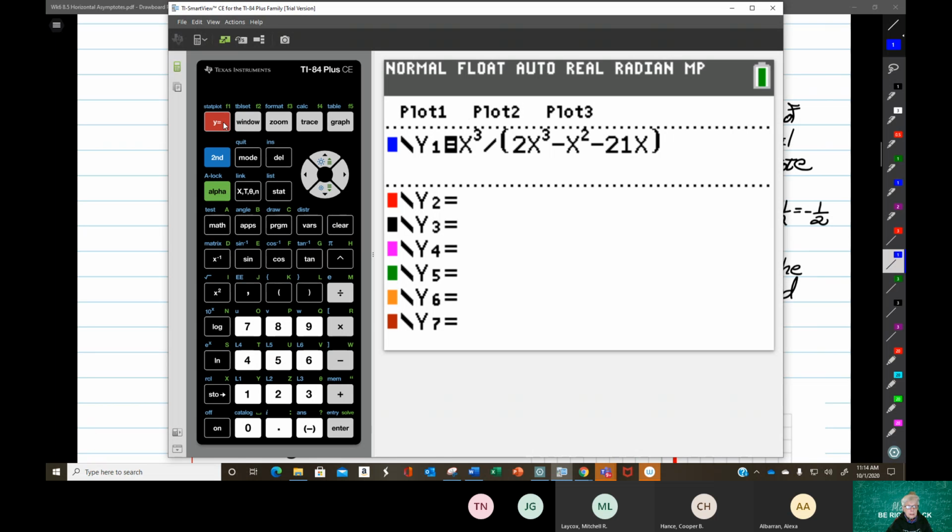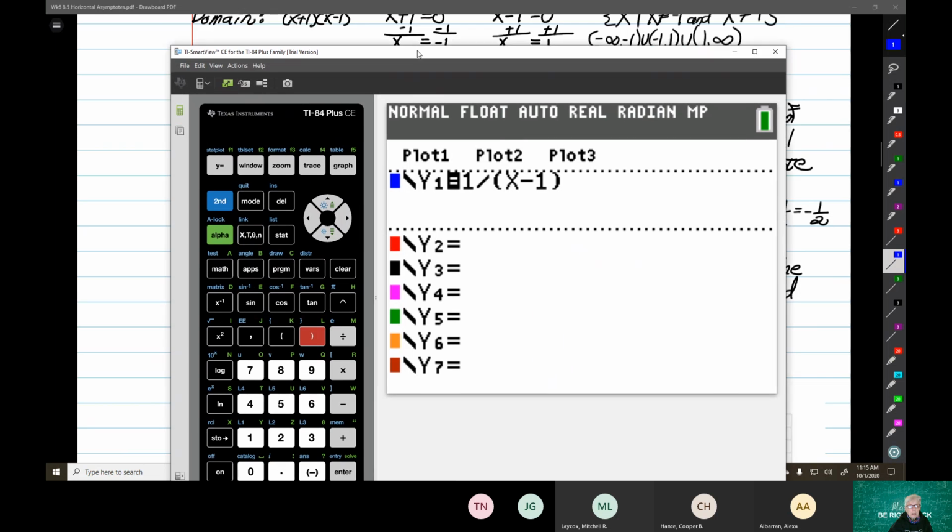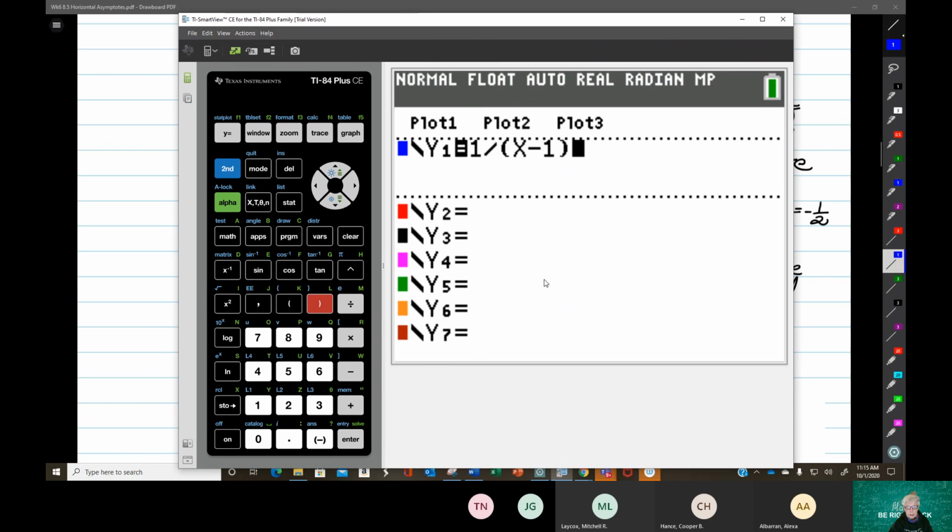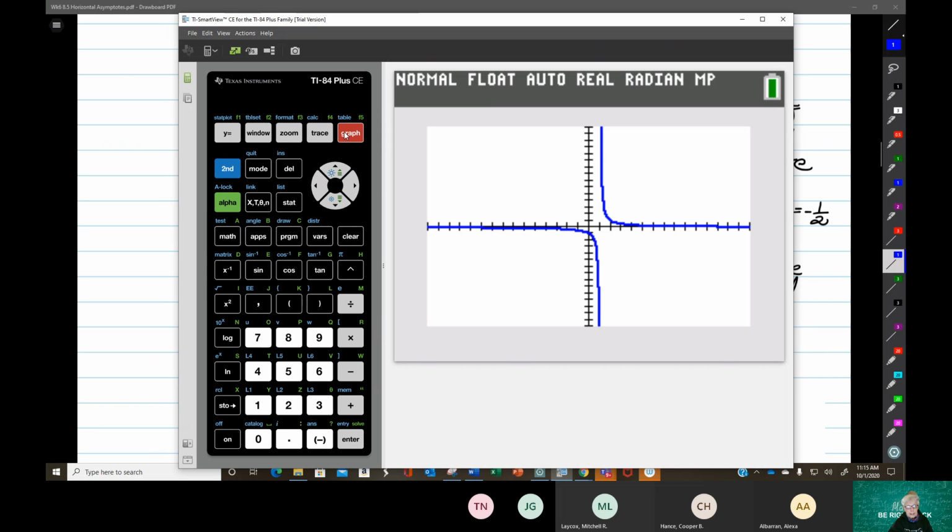We go to y equals, and I can graph the original problem, or I can graph 1 over x minus 1. They'll be the same graph. I'll even show you that. 1 divided by parentheses x minus 1. Make sure that's right. Yeah, x plus 1 canceled. We're left with an x minus 1 on the bottom. Now I'm going to graph. That's what it looks like.